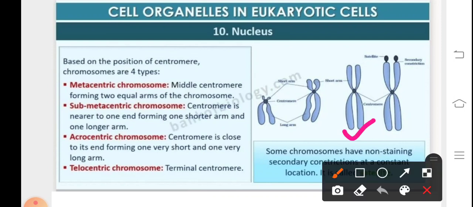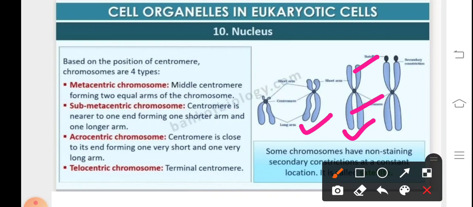The submetacentric is the next type of chromosome based on the position of centromere. Here the centromere is slightly away from the middle. Both the arms are unequal in length. So we can see that one is short and the other one is a little bit longer. And they appear L-shaped during cell division.